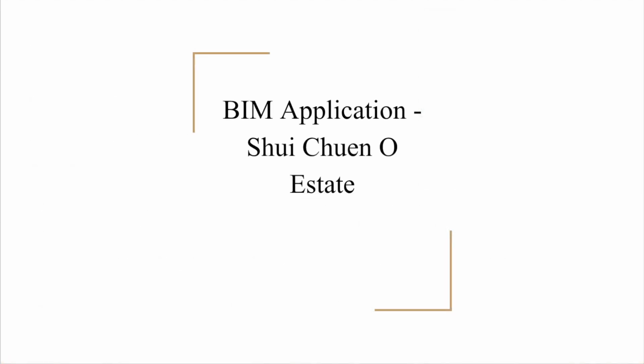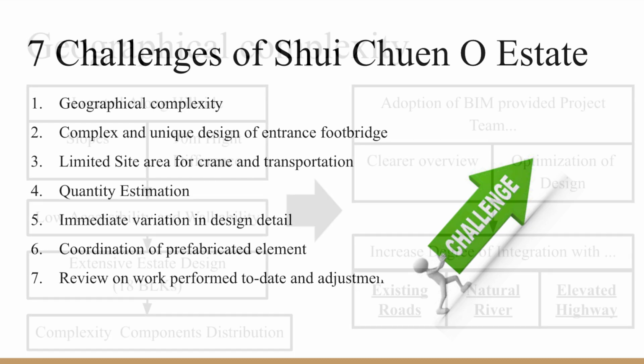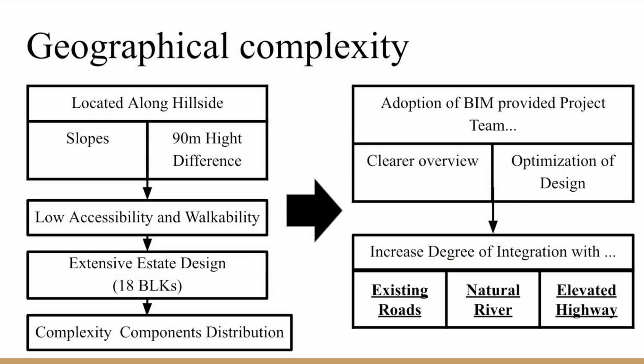This section will introduce BIM application through the Sojino case. In this case, BIM adoption helped overcome the following 7 challenges. The first one is geographical complexity. Sojino Estate is located on a hillside which is dominated by slopes with a 90-meter difference between the highest and lowest working platform. The project is quite extensive because it requires maintaining the accessibility and workability within the hilly estate, resulting in complexity of the distribution of components of the project.